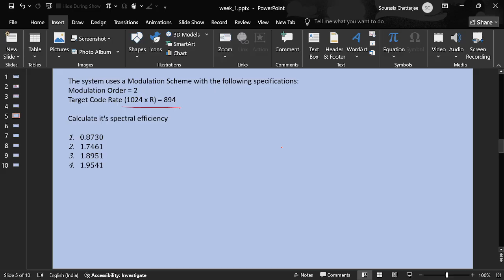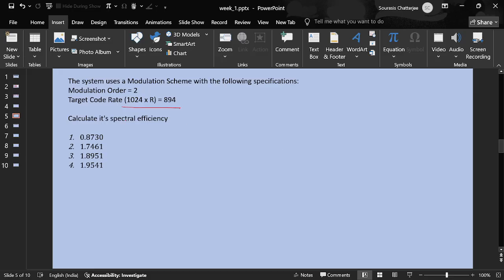Number of bits to be transmitted. Okay, but which one? There are two numbers, 1024 and 894. Out of 1024, we are transmitting 894 bits. So when we are transmitting 1024 bits, actually 894 are the message bits, the useful information. And what about the rest of them? They are parity bits. Correct.